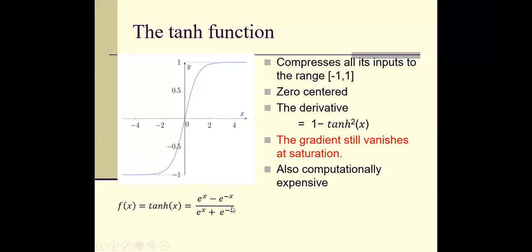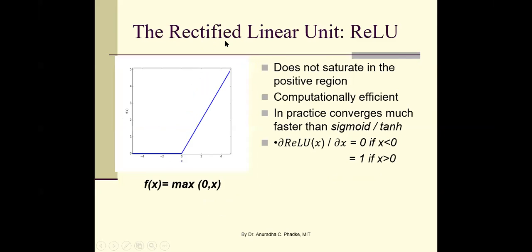Again, like sigmoidal function, it is also computationally expensive. There are more e raised to x terms and additions and subtractions of e raised to x terms. So it is more computationally expensive than your sigmoidal function. Okay, so in order to solve vanishing gradient problem, the tanh function is not useful, just like sigmoidal function.